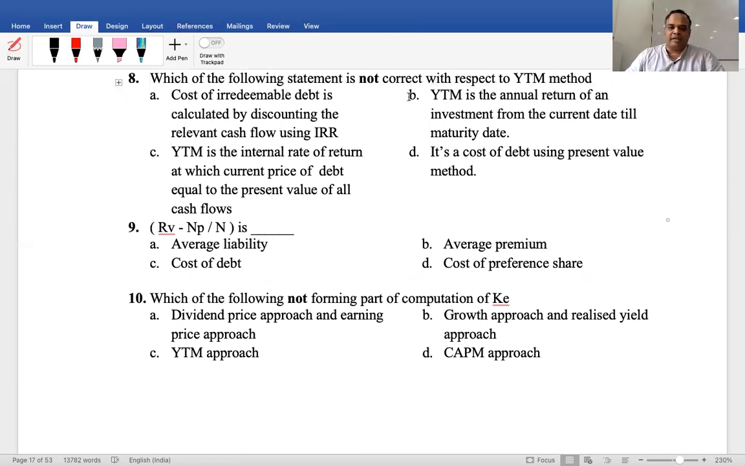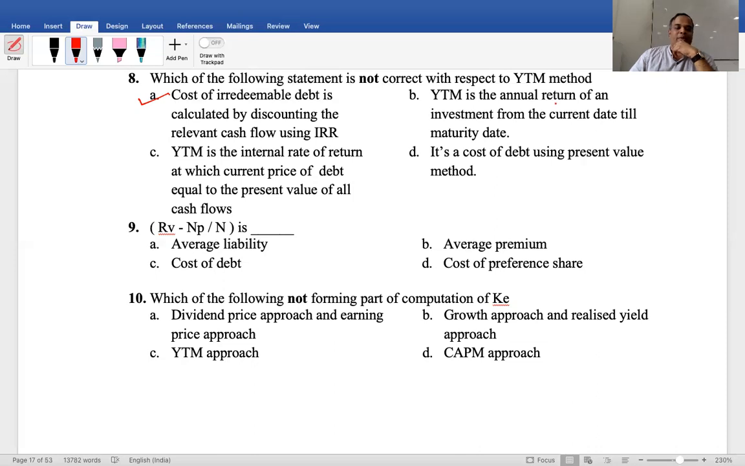Which of the following is not correct with respect to the YTM method, yield to maturity method? Not correct, they're asking. A, cost of irredeemable debt is calculated by discounting relevant cash flow using IRR. That is not the correct one, because we can calculate only the cost of redeemable debt. B, YTM is the annual rate of investment from the current date till maturity date. That's correct. C, YTM is the internal rate of return at which current price of the debt equals the present value of all the cash flow. That is also a correct statement. Last, it's a cost of debt using present value method. So B, C and D are correct. A alone is not correct because YTM is applicable for redeemable debt. Next.